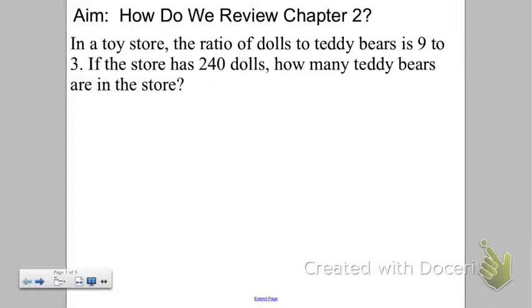Today's lesson is on how to review Chapter 2. In a toy store, the ratio of dolls to teddy bears is 9 to 3. If the store has 240 dolls, how many teddy bears are in the store? Take a second to copy down the question.